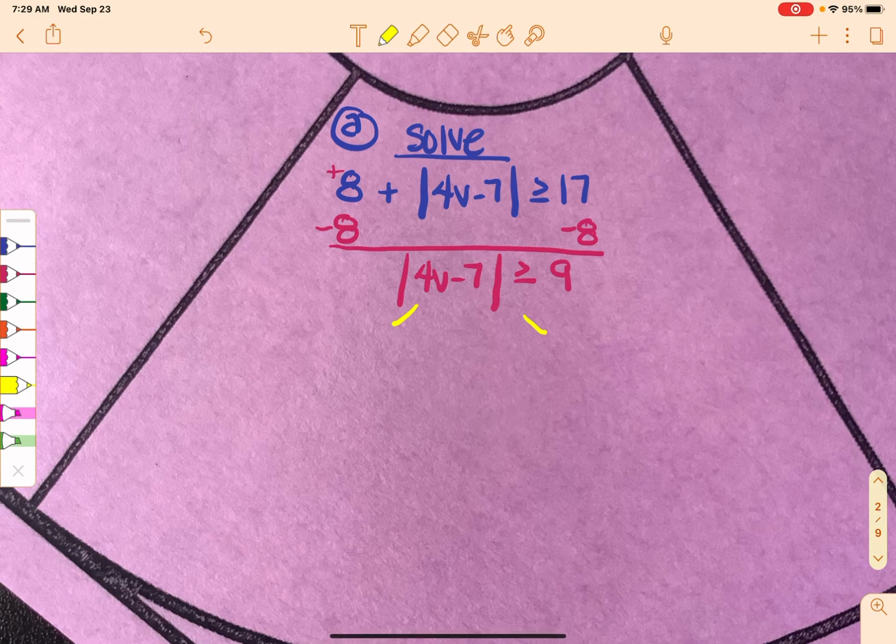So for the first branch, I'm going to write it exactly the way it is, but I'm going to drop the absolute value sign. So I did everything that was here, I just dropped these. Now the second time through, I need to flip this inequality, and I need to change this 9 to a negative 9. So 4v minus 7, it's going to be less than or equal to, and then negative 9.